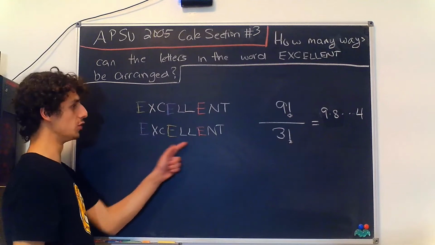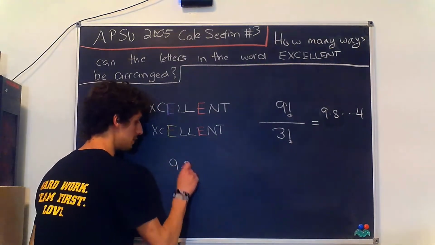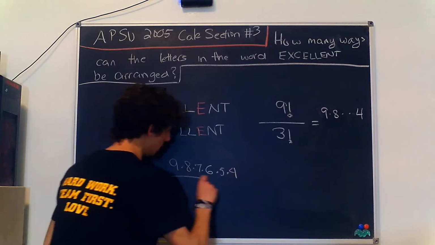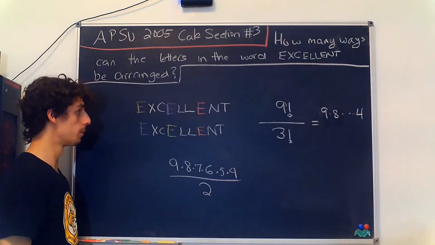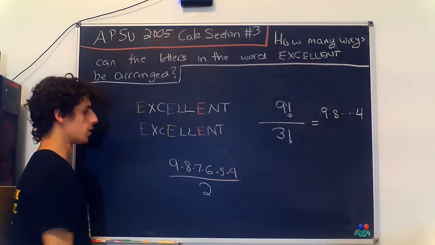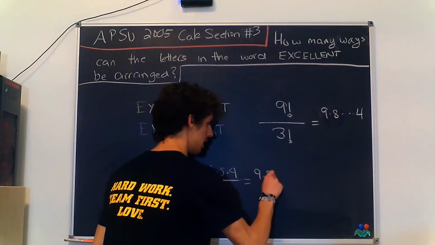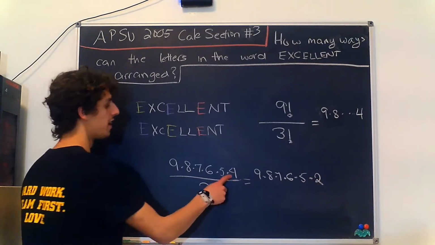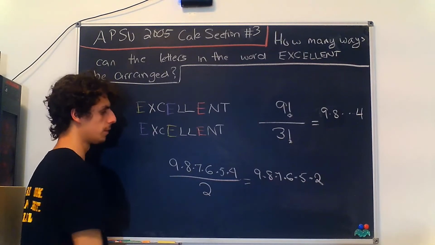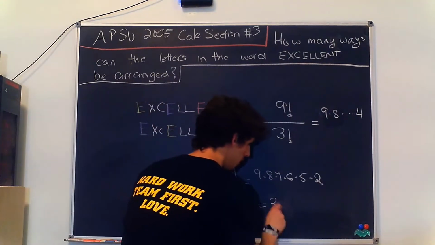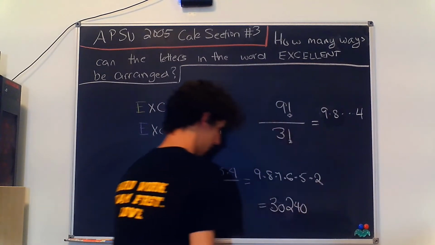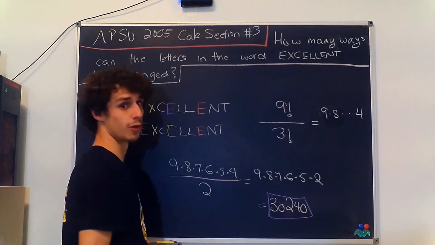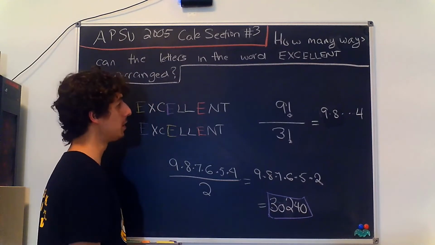But we also have L duplicates here. So we'll have 9 times 8 times 7 times 6 all the way down to 4 divided by 2 factorial, but that's just 2. And that's because we have 2 copies of L here. So now what we have is 9 times 8 times 7 times 6 times 5 times 2. That's just by dividing this 4 in the numerator by this 2 in the denominator here. But that gives us 30,240 different possibilities for this word excellent. And you can do this for any word, as long as you remove the possibilities where you have duplicates.